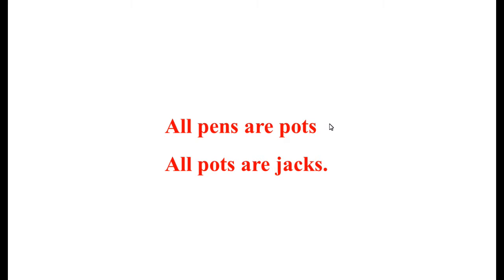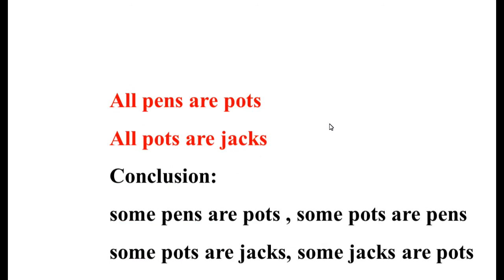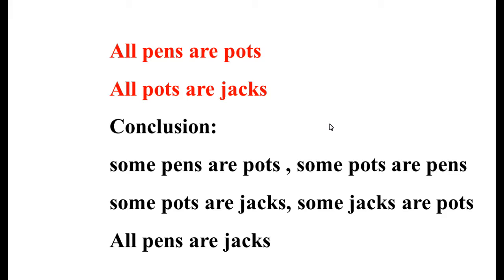All pens are pots, all pots are jacks. All pens are pots. Using the first statement, what we can do is some pens are pots, because all can be replaced with some. And since it is reversible, subject will go to predicate, predicate will go to subject. That means subject and predicate are interchangeable. So some pots are pens. From the second one, all pots are jacks. So from this we can say some pots are jacks and some jacks are pots.